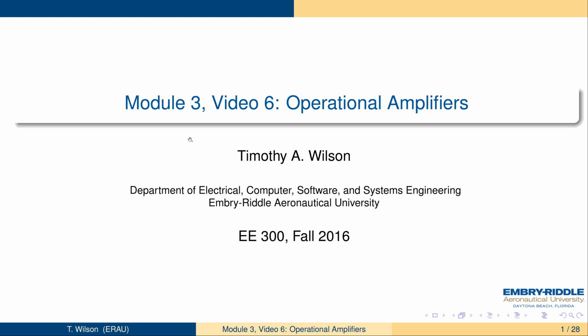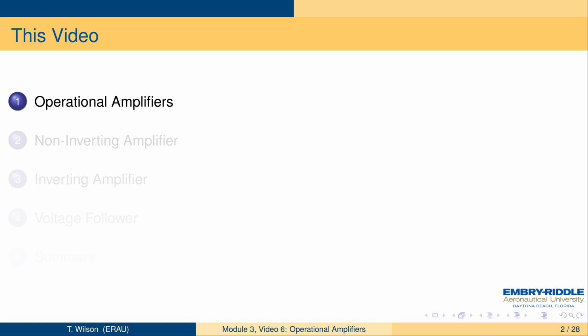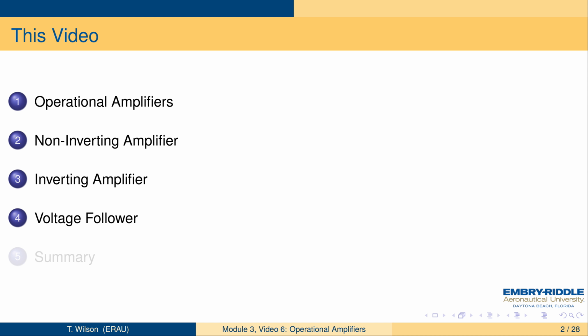This is EE300 Fall 2016, Module 3, Video 6, Op Amps, Operational Amplifiers. That's what we want to talk about today, operational amplifiers. There are two main configurations we'll talk about, the non-inverting amplifier and the inverting amplifier. There's a special configuration of the non-inverting amplifier called the voltage follower. We'll summarize what we did and take a look ahead.